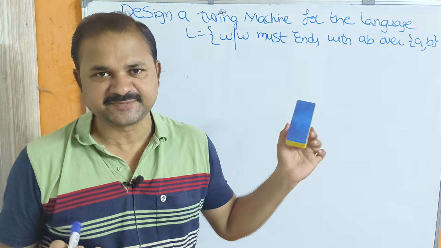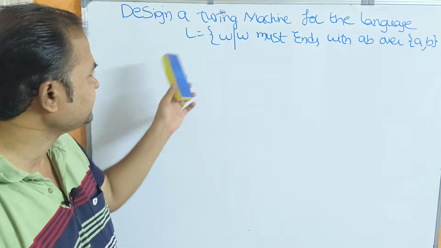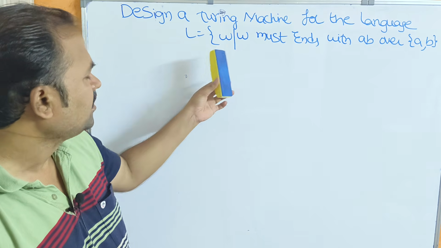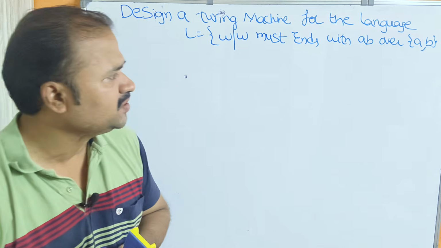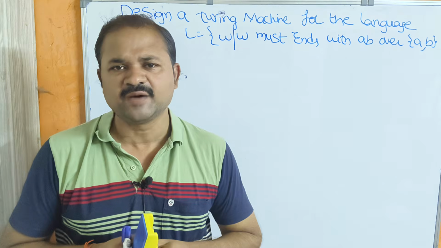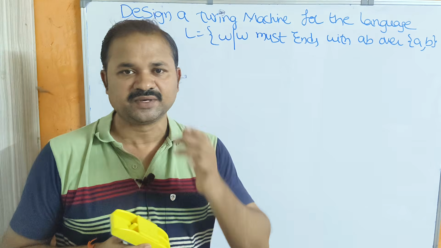Now let's see this problem. Design a Turing machine for the language L = {w | w ends with ab} over the alphabet {a, b}. So here we have to design the Turing machine for this problem.